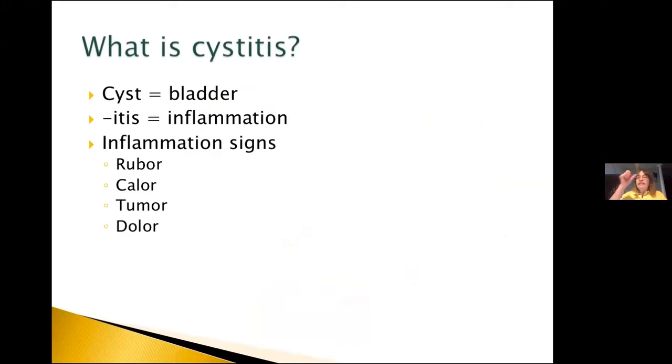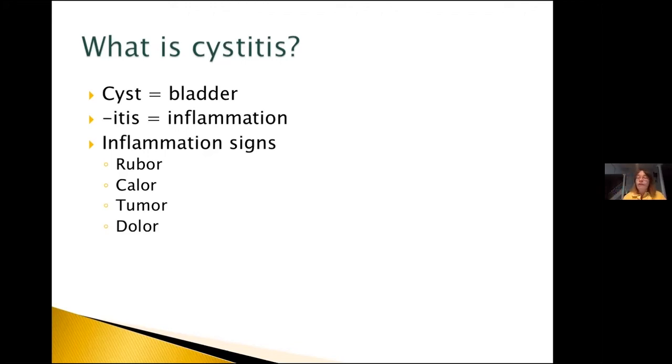So let's talk about cystitis. Sometimes when people talk about cystitis, they think of a urinary tract infection, and that isn't really the case. Cyst is a word that means bladder, and itis is a word that means inflammation, not infection. When you have inflammation, you get the signs of rubor, or redness, calor, or heat, tumor, swelling, and dolor, pain. So these are inflammation signs. These are not infection signs.